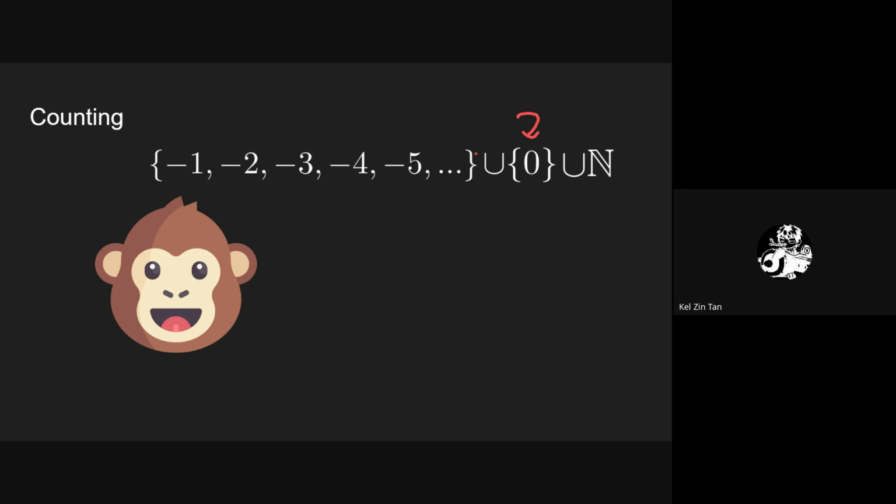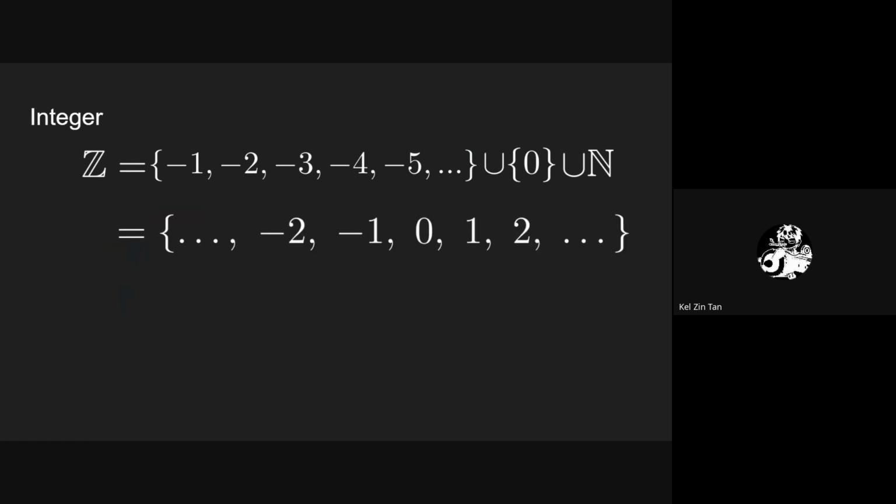I think I should also mention a bit of set theory here. This notation means that you put this thing and this thing together, so you just combine these two sets. With that, you get the set of integers. Another way of writing this is to combine these two things together. Similarly, you can also write it this way: it continues to -3, -4, and so on until negative infinity, and here you continue to positive infinity.